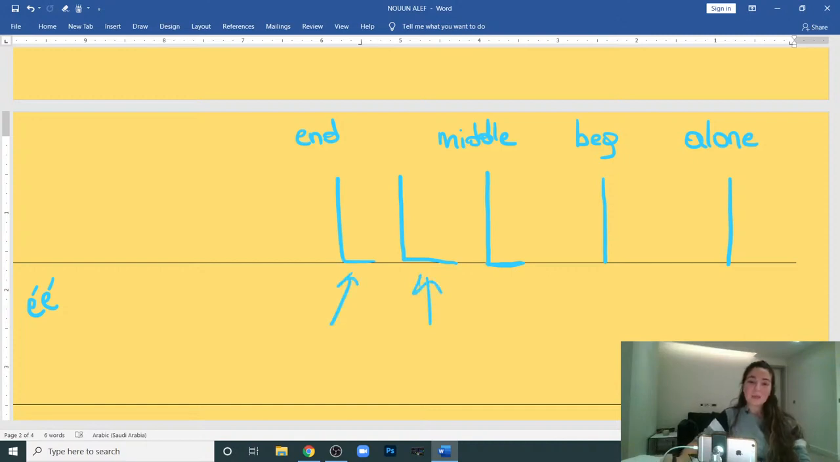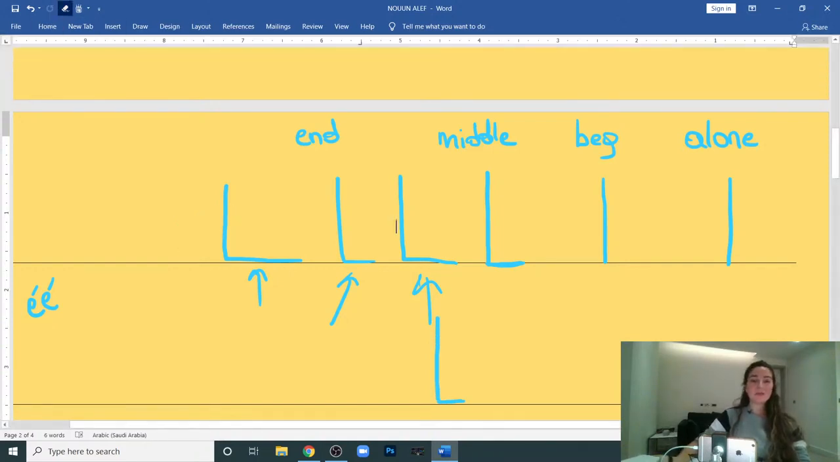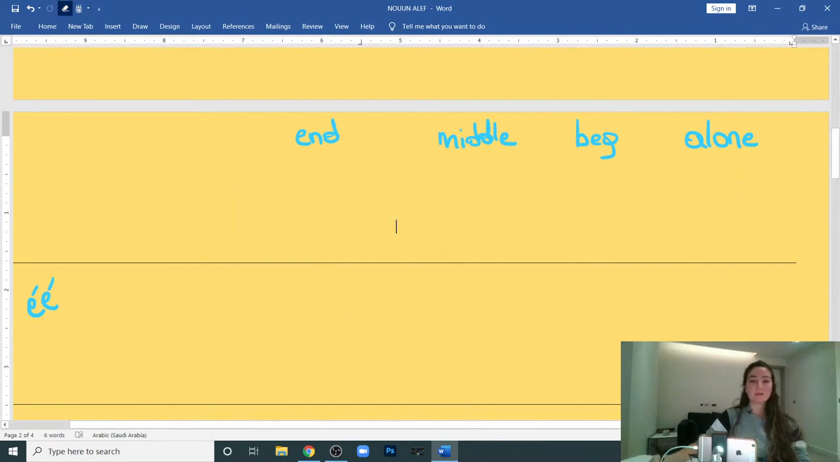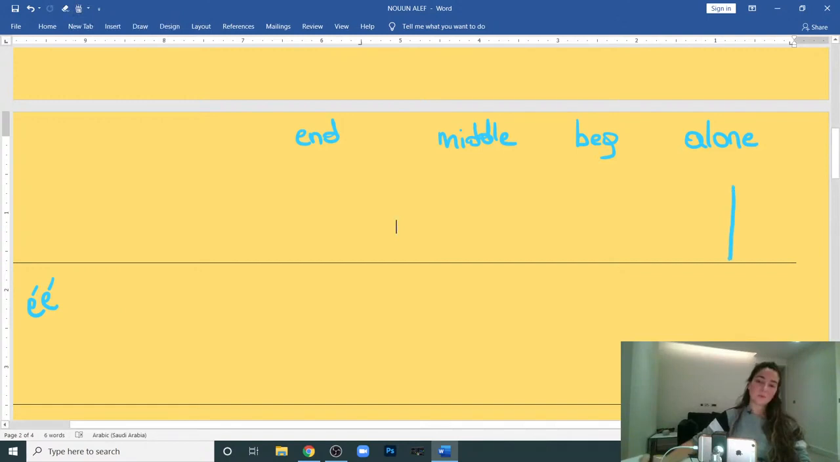Okay, so as you notice, I'm not doing this. These two lines are not equal. This is just a tail, so it has to be just a short tail, and then this line should be much longer. Okay, so again, when it's at the beginning of the word, it's just a line. It's a vertical line. When it's alone, also it's a vertical line. In the middle of the word, it's a tail which goes up like that. Again, at the end, it's a tail, it goes up.